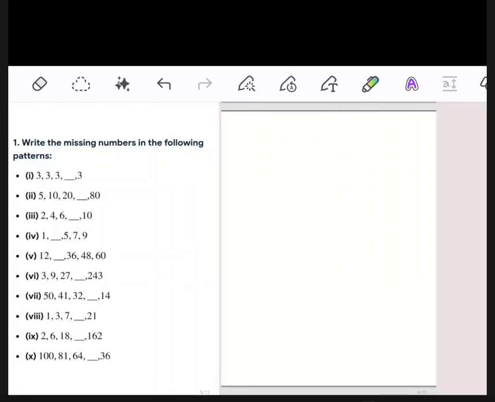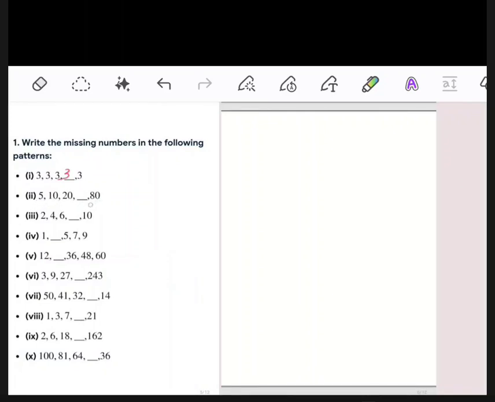Write the missing numbers in the following patterns. The first one, 3, 3, 3, dash, 3. So we all know that the number is constant, it stays the same, so the answer here is 3.